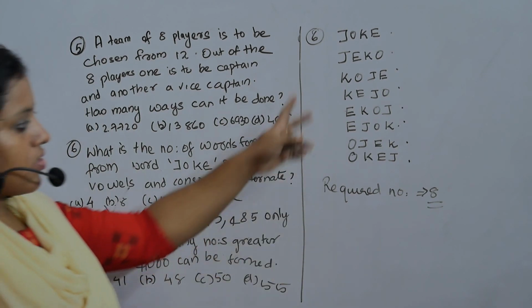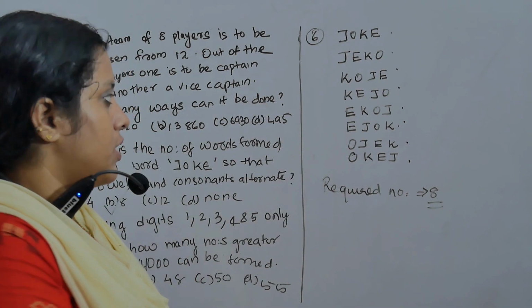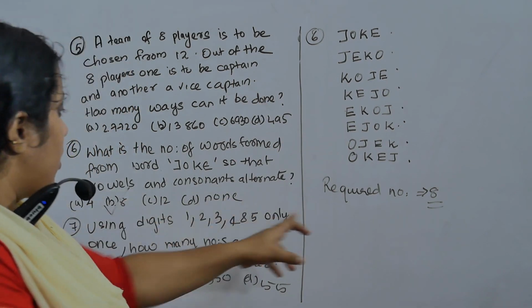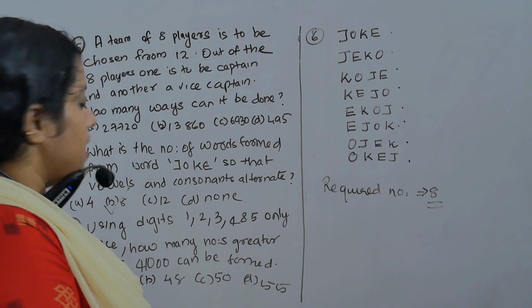Clear? This is a small word, so we can just try writing the combinations. So the required number of ways is 8. Clear, right? So we'll move to the next question.